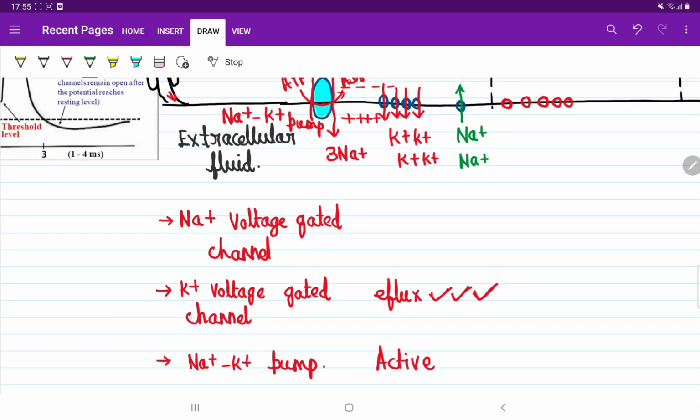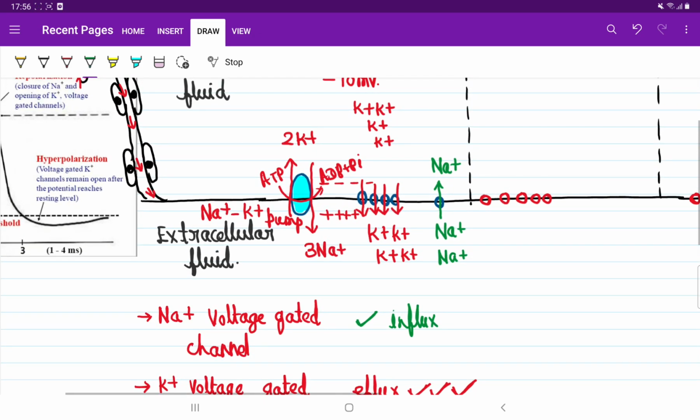Yes, and this sodium ion voltage gated channel is active. But remember students, the sodium ion voltage gated channel is also active, pumping sodium ion inside. The potassium ion voltage gated channel is also active, pumping potassium ion outside. But if you see the rate, the influx of the sodium ion is comparatively very less. It's almost inactive, not inactive, but almost inactive, the sodium ion voltage gated channel. Okay, fine. So this is the situation.